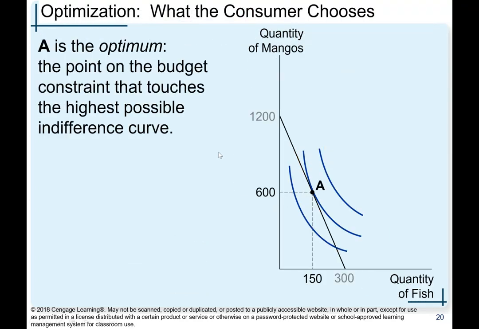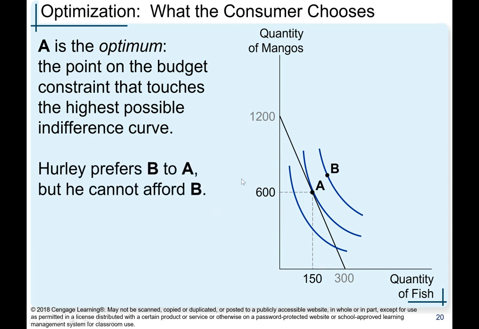What does the consumer choose? Consumer preference. A is the optimum. The point on the budget constraint that touches the highest possible indifference curve is the optimum point of consumer choice. Halle prefers B to A, but he cannot afford B. So A is the best he can do, which is on the budget line. So the point where the indifference curve is tangent to the budget line is the optimum or consumer equilibrium.